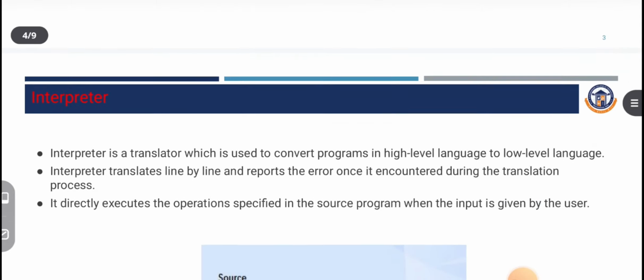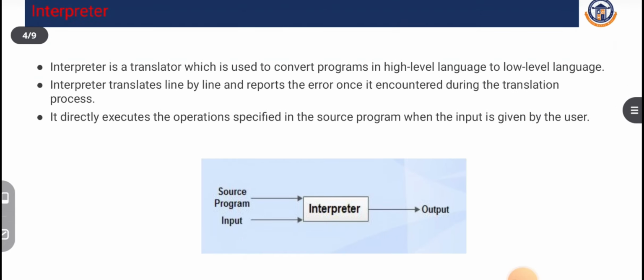The next one is the interpreter. The major difference between the compiler and the interpreter is that the compiler reads the whole program, after that it shows the number of errors in that program. But the interpreter reads in a line by line manner. If there is any error in that particular line, only after clearing that error will it move to the next line. Whenever we rectify that error, then only it goes to the next line of the program. Otherwise it will not move to the next line.